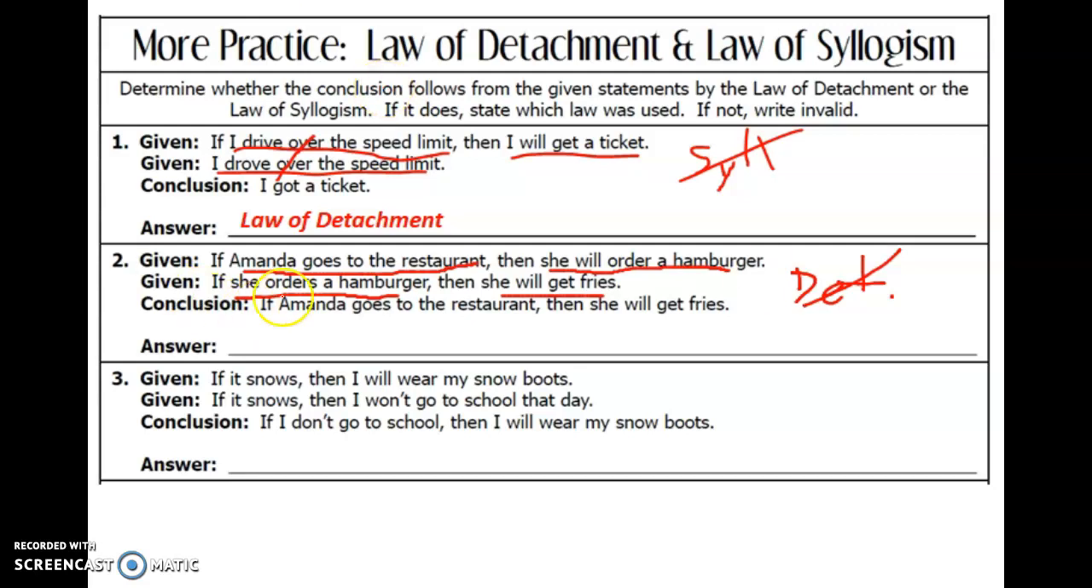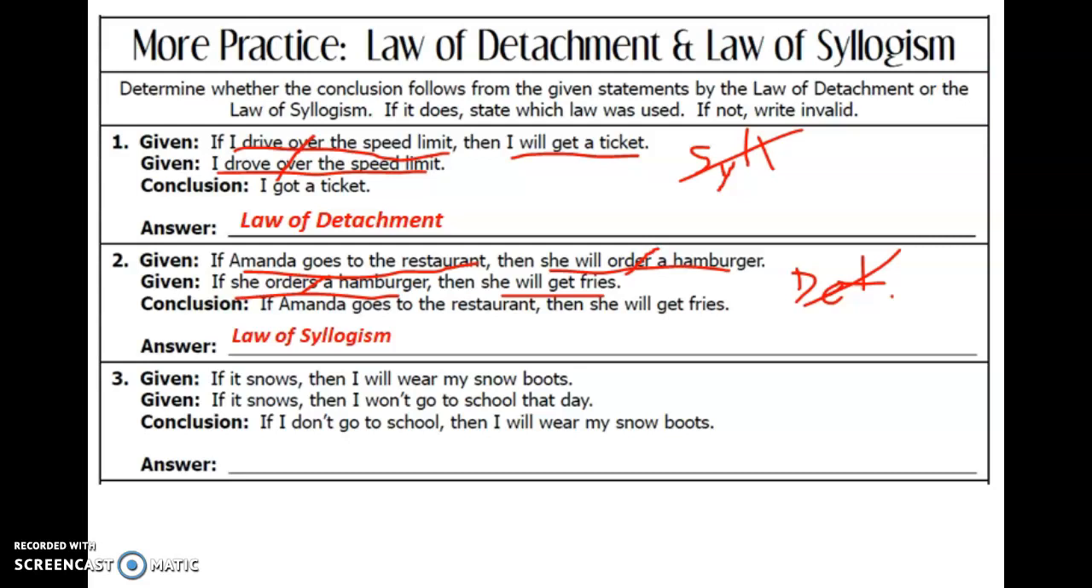So to decide if it's syllogism, I need the conclusion, she will order a hamburger, to be the same as the hypothesis for the second statement. Well, she orders a hamburger. Those are indeed the same. So I'm going to cut out the middleman. My conclusion should be, if Amanda goes to the restaurant, then she will get fries. And it is. Because of that, this is definitely the law of syllogism. I cut out the middleman, so what's left is true.